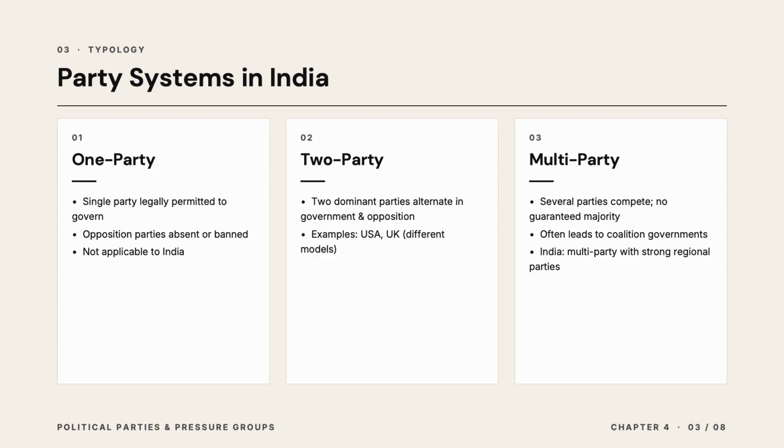So one party, there's two-party, and then there's the multi-party system in India. Okay. Very simple to understand. And we also have one-party dominance and the Congress system, which I will explain. Just give me a second.